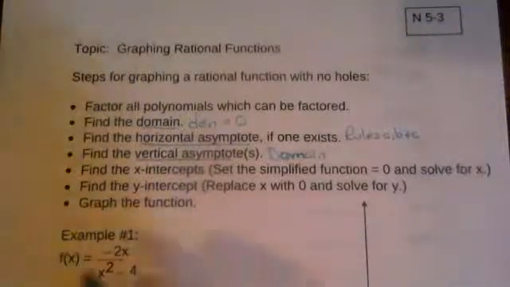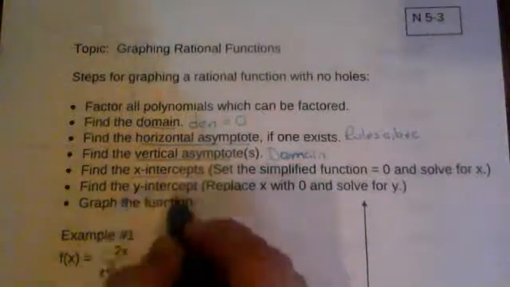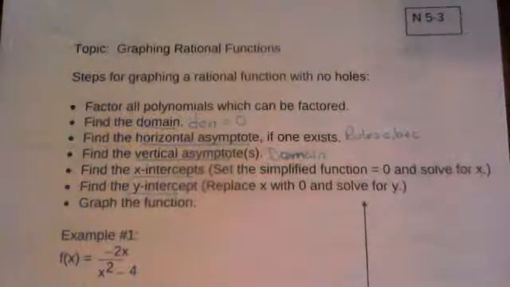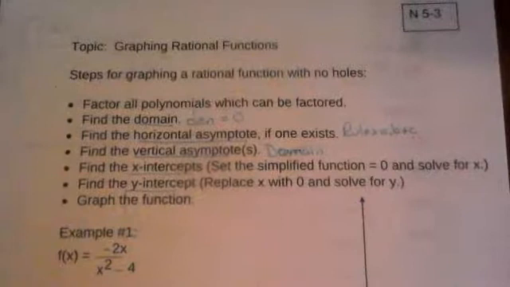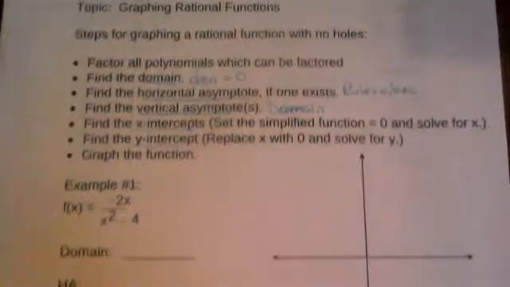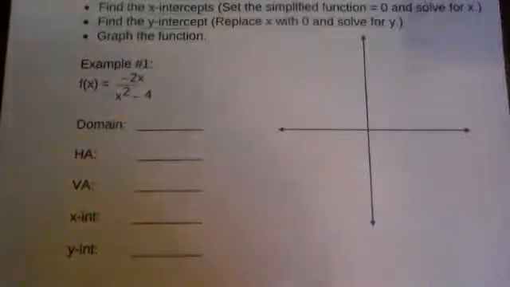Remember, whatever you have excluded from the domain, those are your vertical asymptotes. And then we're also going to find our x and our y intercepts. And remember, x-intercepts are where y equals 0, and y-intercepts are where x equals 0. And so we'll talk about how to solve for each of those. And then we may have to find a few other points as we go, but we'll talk about that in a minute as we get through our examples. So these are our steps we're going to follow. So let's take a look at our first example.